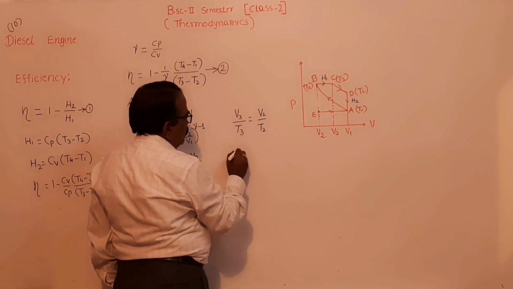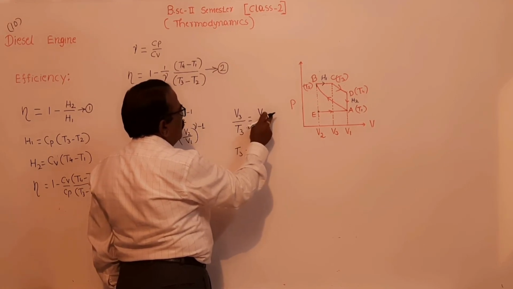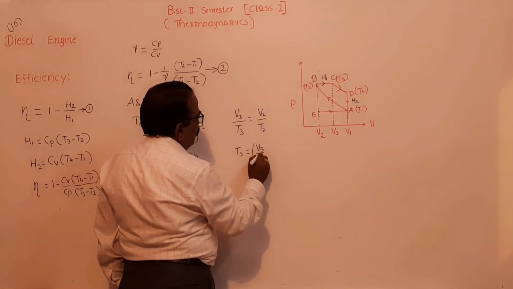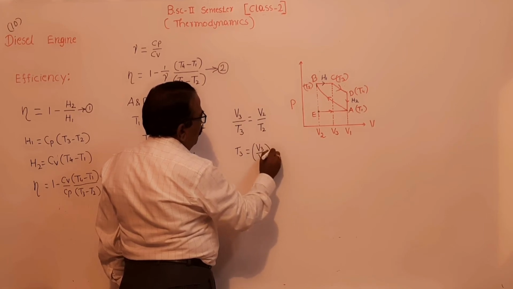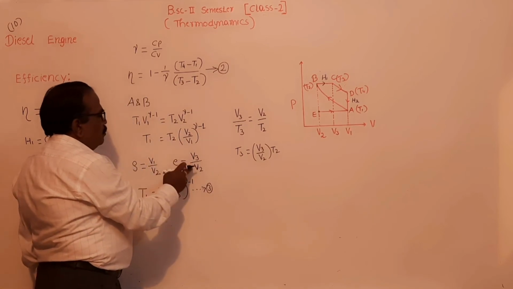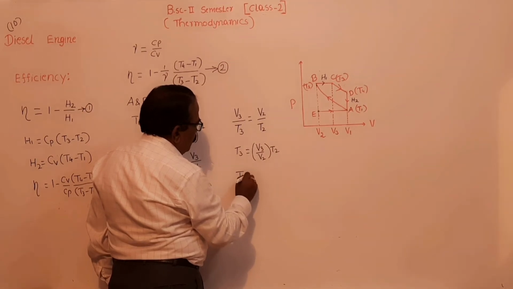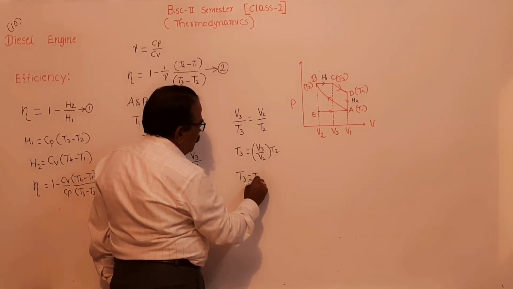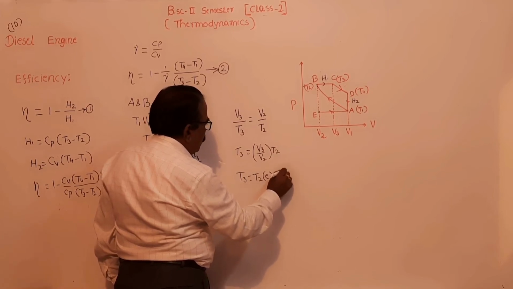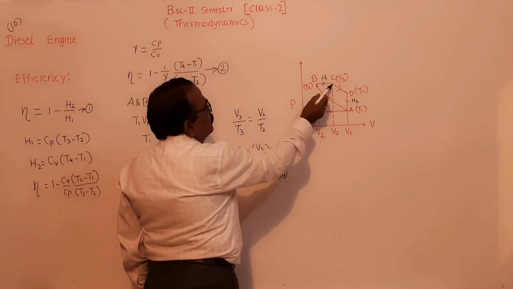Once again from this, your T3 is equal to V3 by V2 into T2. What is V3 by V2? V3 by V2 is E. Therefore, your T3 is equal to T2 into E. Call this equation 4. Now, we have reached this stage.